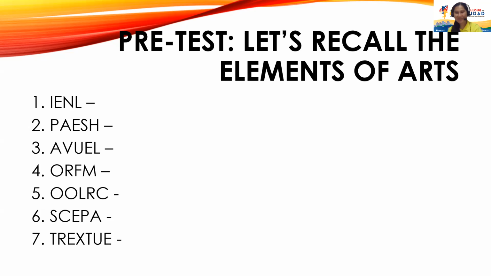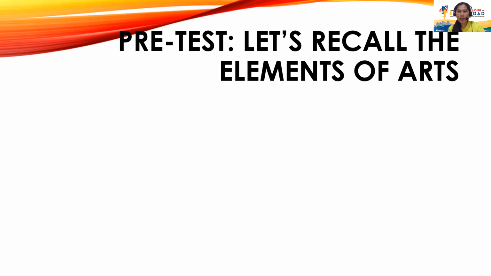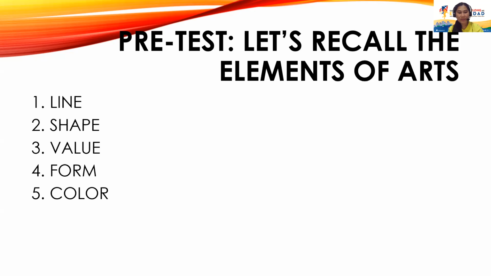Time's up. Okay, let's try to arrange the letters. What is number 1? Very good. If your answer is line, correct. Number 2, shape. Number 3, value. Number 4, form. Number 5, color. 6, space. And 7, texture.